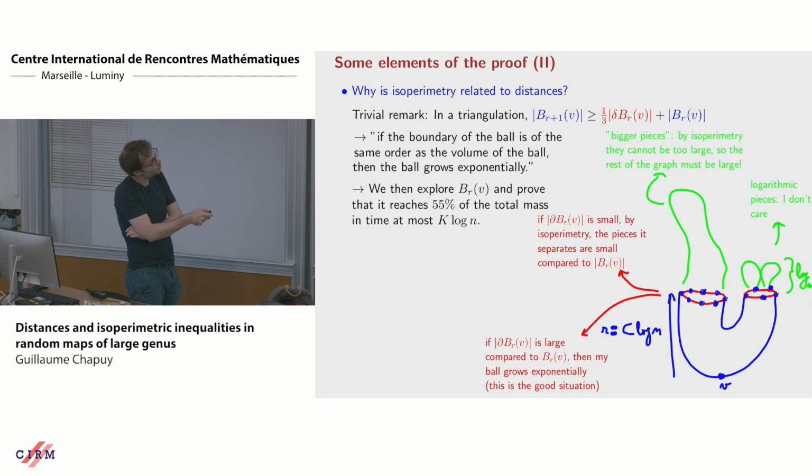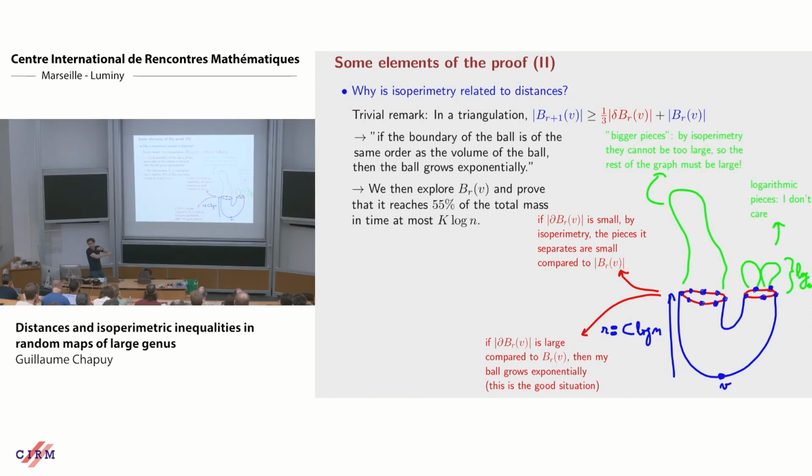If at some point your boundary is small compared to yourself, then you can apply isoperimetry. That's the point. If you have a small boundary, then the pieces that it separates have to be small. At least one of the two has to be small. Maybe you separate some pieces which are indeed small, like logarithmic, but you don't care because just by exploring a little bit more, you will absorb them. And maybe you have other pieces, but they cannot be too large. You have to quantify this, but it means in the end that your ball has to be large.